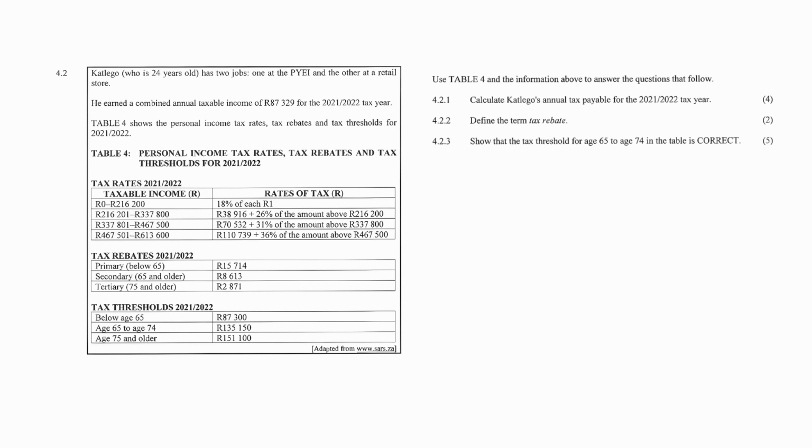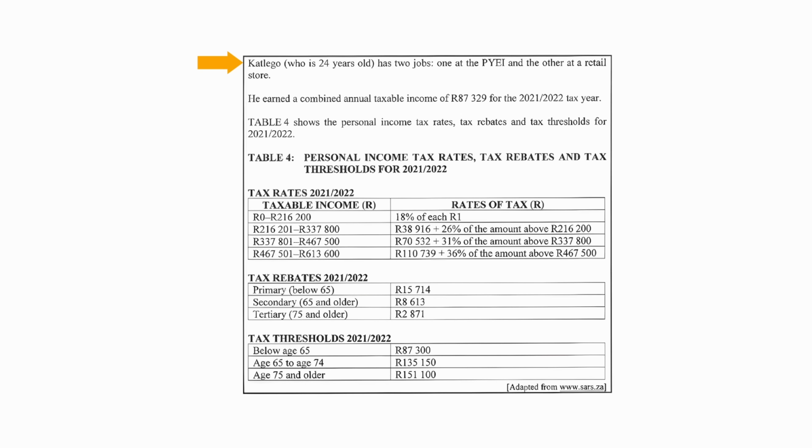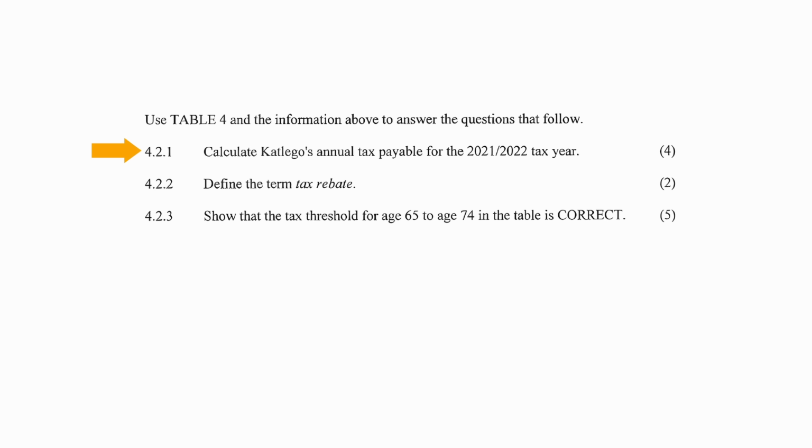Question 4.2 consists of 3 finance questions designed to assess your understanding of personal income tax. It is stated that Katlego, who is 24 years old, has 2 jobs, one at the PYEI and the other at a retail store. He earned a combined annual taxable income of 87,329 Rand for the 2021-2022 tax year. Table 4 shows the personal income tax rates, tax rebates, and tax thresholds for 2021-2022. In question 4.2.1, you are instructed to calculate Katlego's annual tax payable for the 2021-2022 tax year.